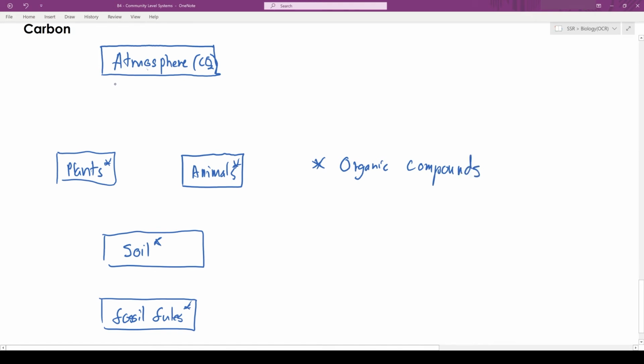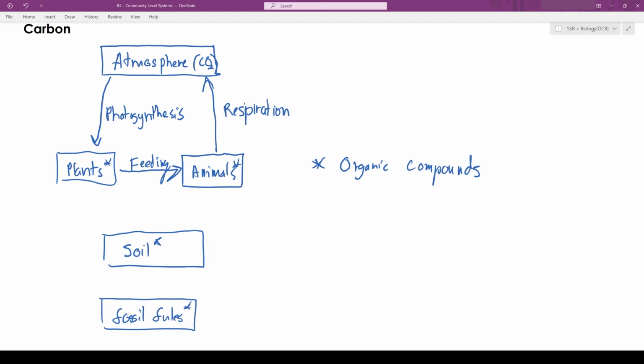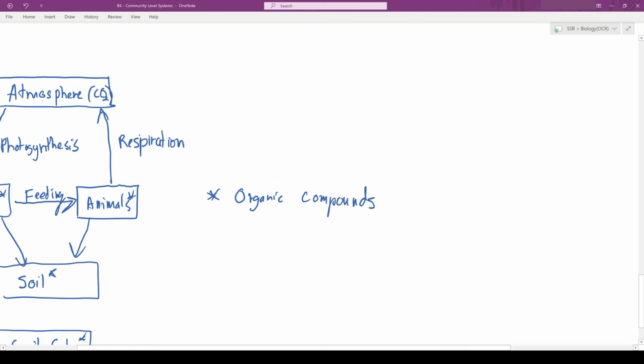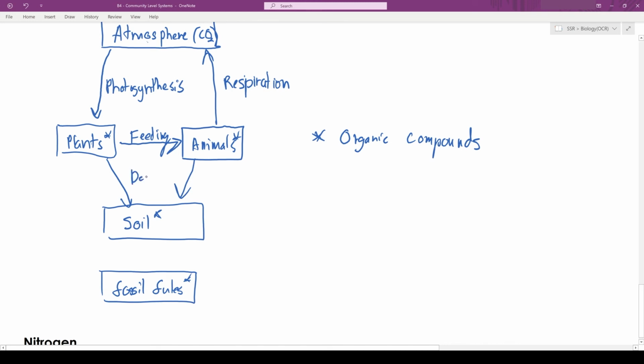In order for carbon dioxide to pass from the atmosphere into the plant, the process that needs to take place is photosynthesis. For carbon to pass from the plants into the animals, the process that needs to take place is feeding. And we know that the animals will engage in respiration in order to return that carbon dioxide into the atmosphere. As plants and animals die, you are going to have a passage into the soil, and it will be helped along by decomposition.